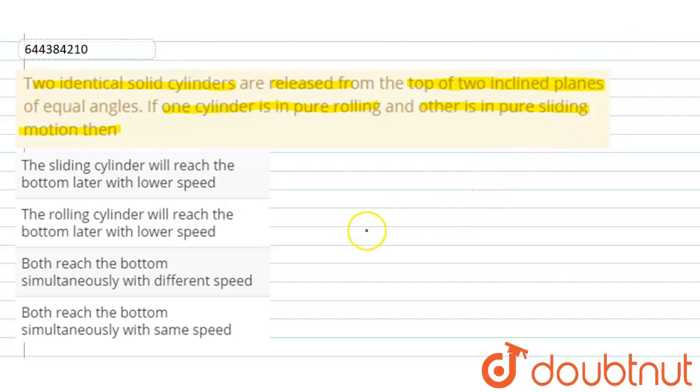Okay, so first let's draw the inclined plane like this. Let's suppose this is the cylinder, and the center is O. So the components of forces are like this. When the cylinder is sliding, there is no friction and no torque. Here we can say case 1.